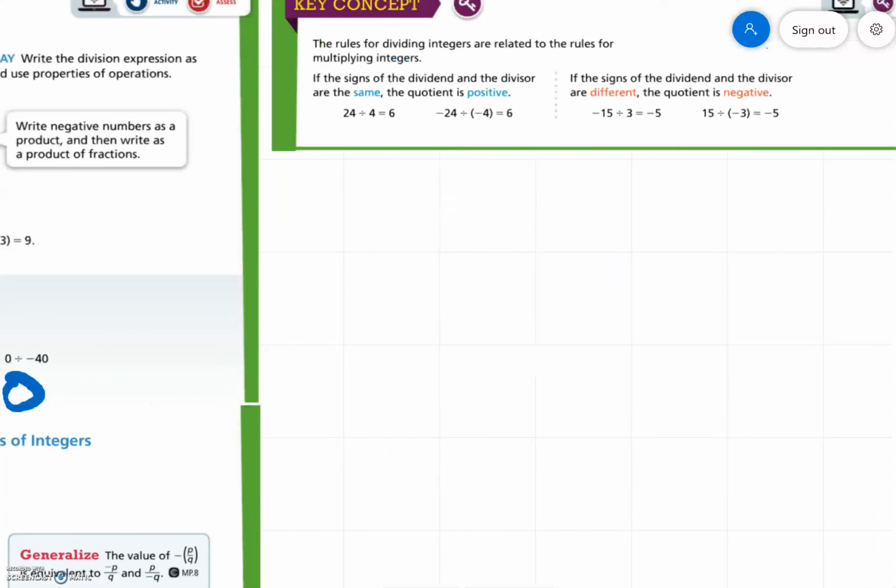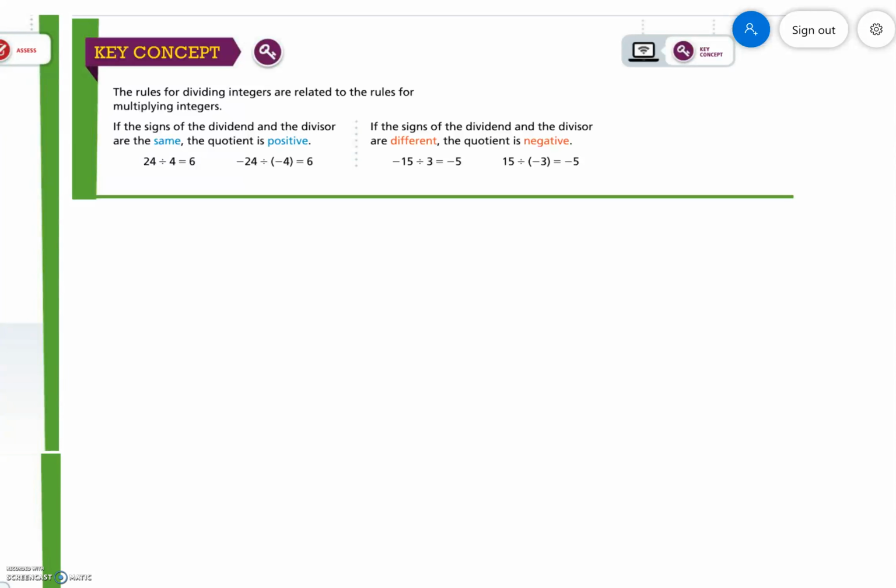All right. On the next page, the rules for dividing integers are related to the rules for multiplying integers. So if the signs are the same, the quotient is going to be positive. If the signs are different, the quotient is negative.